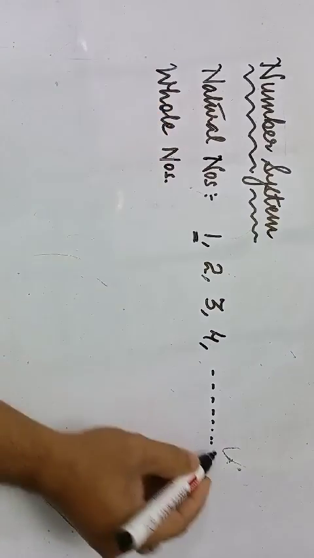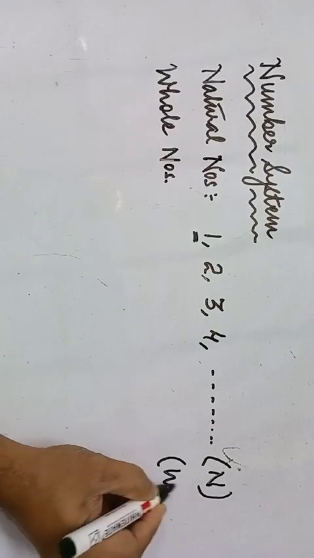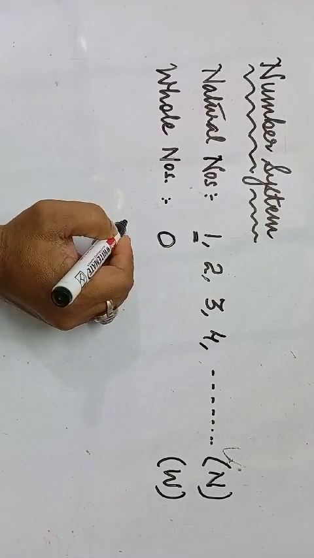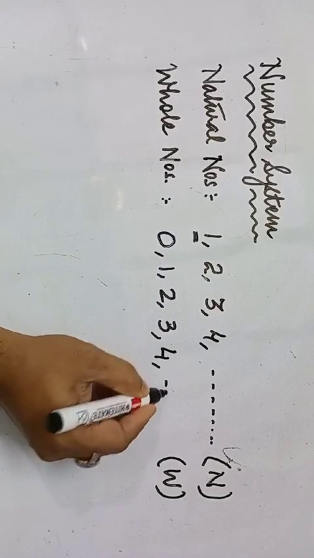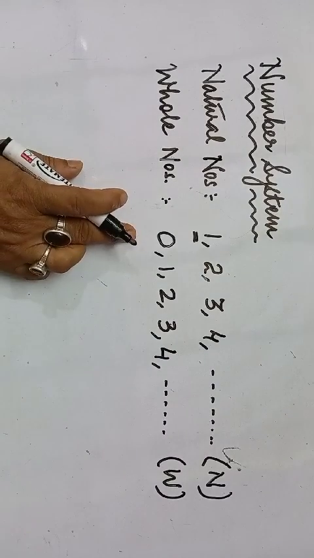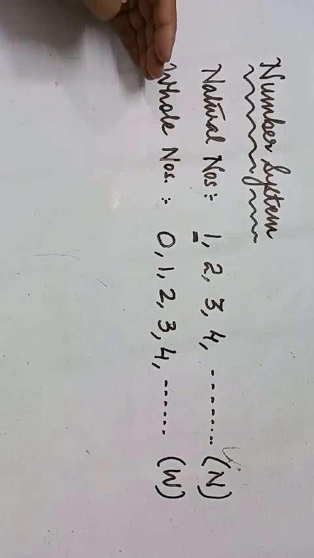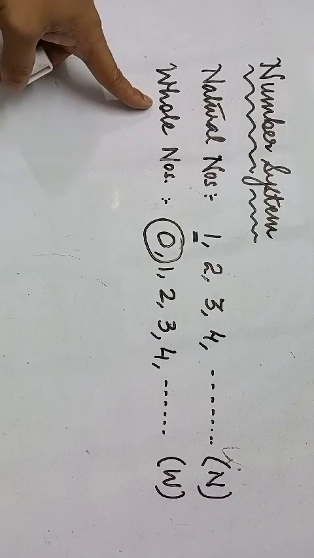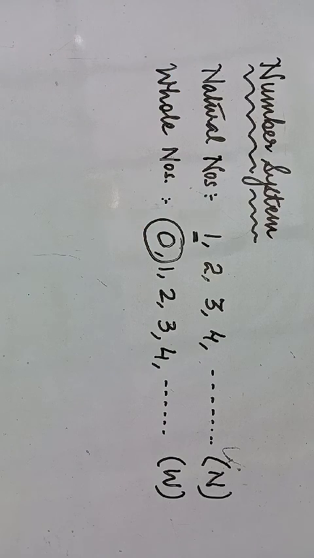Now natural numbers are denoted with the capital letter N. Whole numbers are denoted with capital letter W. And where do the whole numbers start? They start from 0. So 0, 1, 2, 3, 4 and so on. As you can see, there is a very small difference between natural numbers and whole numbers, and that only difference is the presence of 0 in whole numbers, whereas 0 is not present in the natural numbers. Rest everything you can see is exactly similar to natural numbers. So this is the next one.